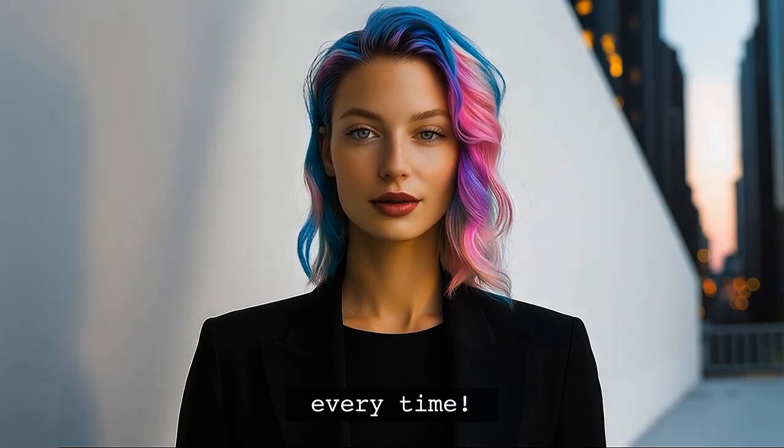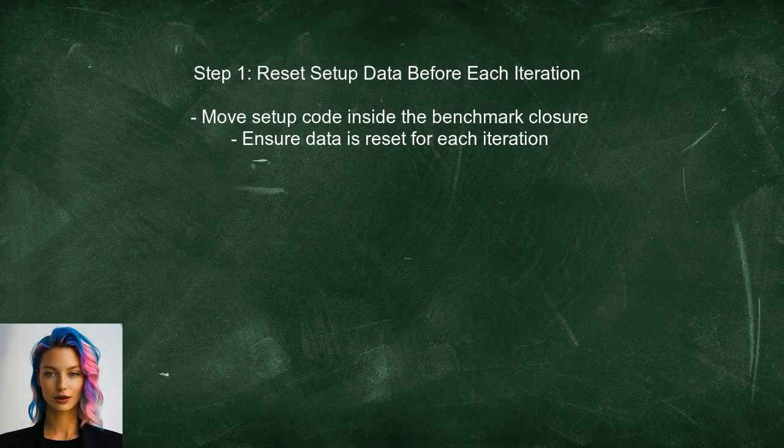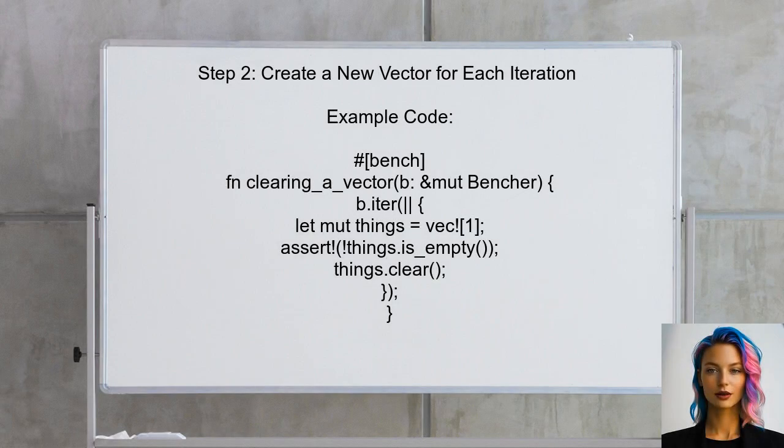To address the issue of mutating setup data during benchmarking, the user should first ensure that the setup data is reset before each iteration. This can be done by moving the setup code inside the benchmark closure. Next, the user can modify the benchmark function to create a new vector for each iteration. This ensures that the vector starts in a known state every time the benchmark runs.